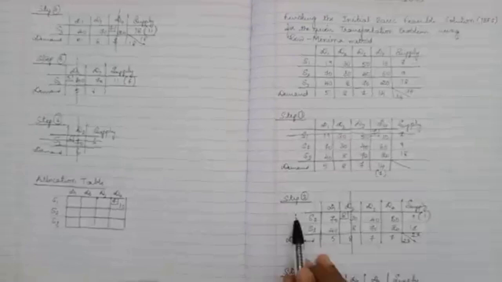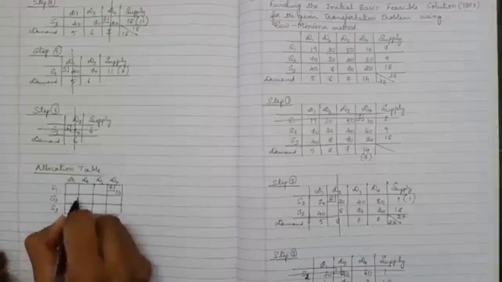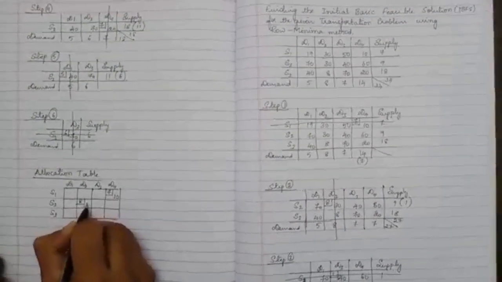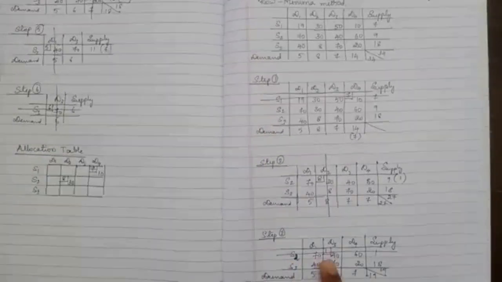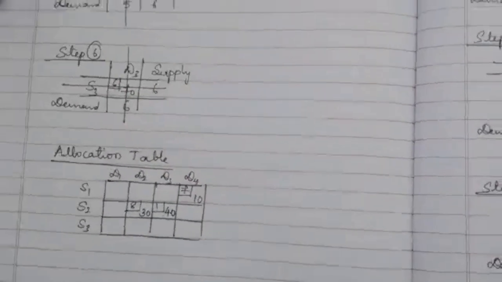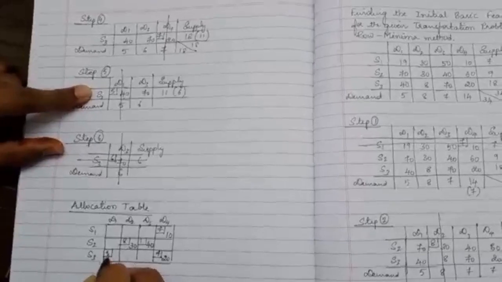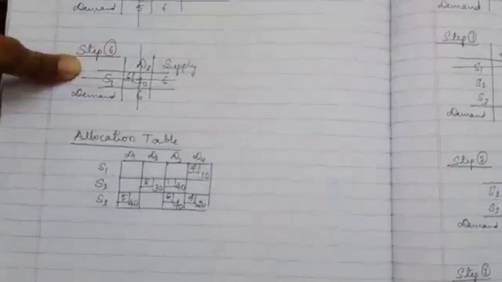From step 2, the allocation was for S2 and D2, allocation 8, cost 30. From step 3, it is S2 D3, allocation 1 with cost 40. From step 4, it is S3 D4 with allocation 7 and cost 20. From step 5, it is S3 D1 with 5 and 40. From step 6, it was S3 D3 with allocation 6 and cost 70.